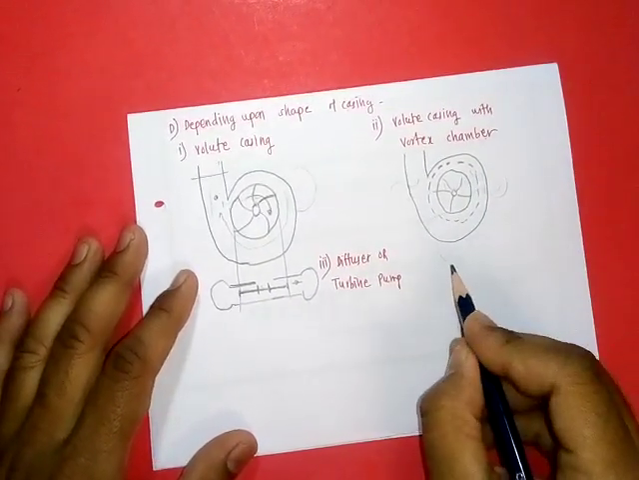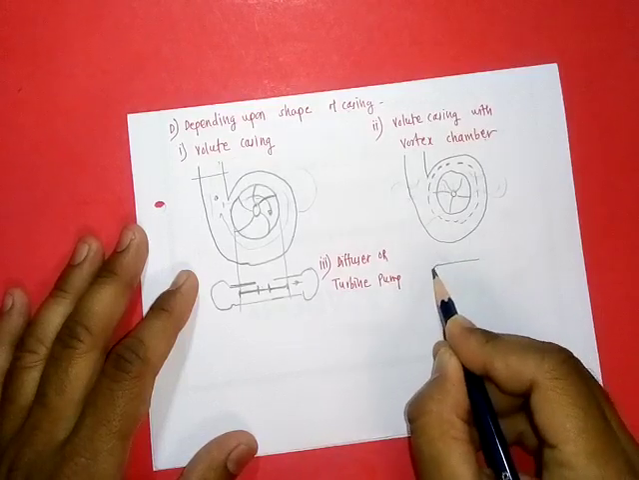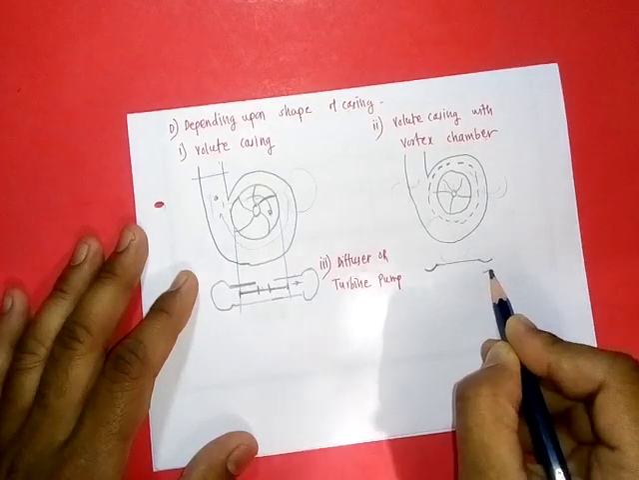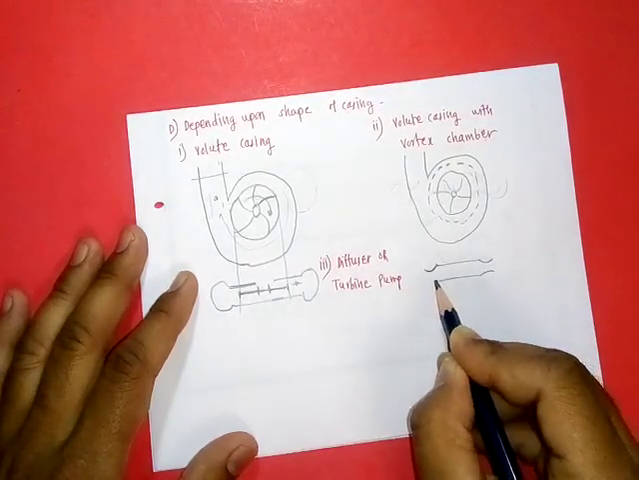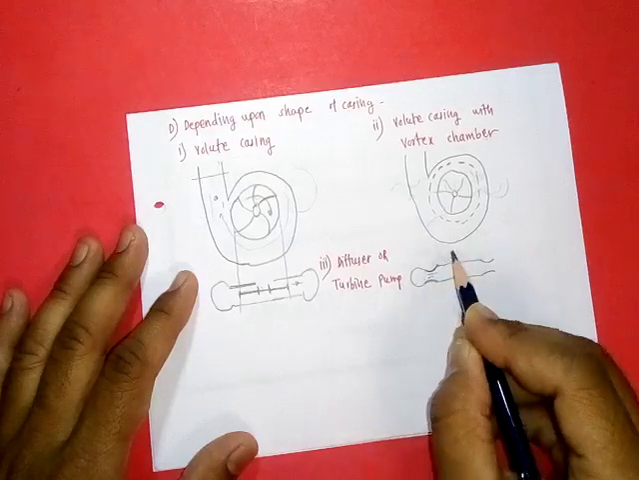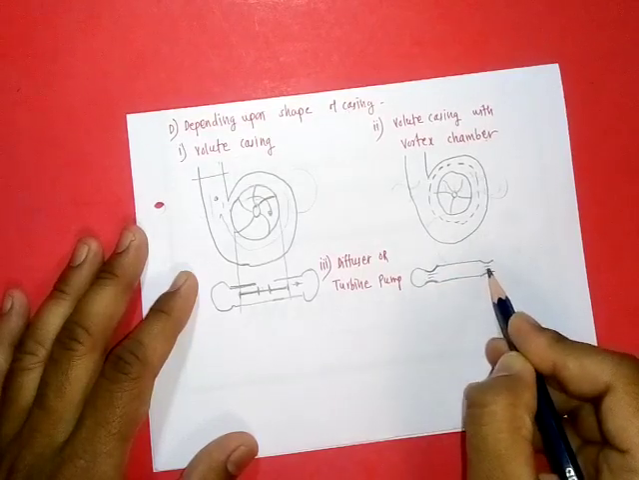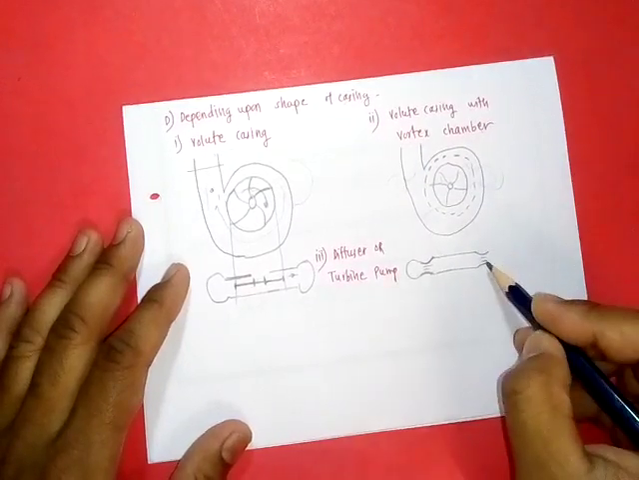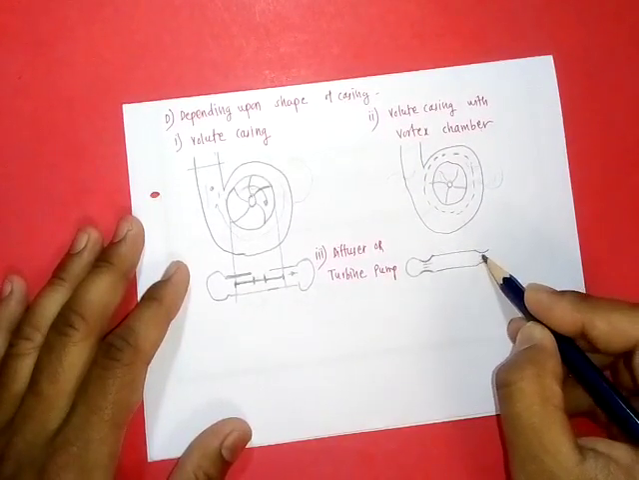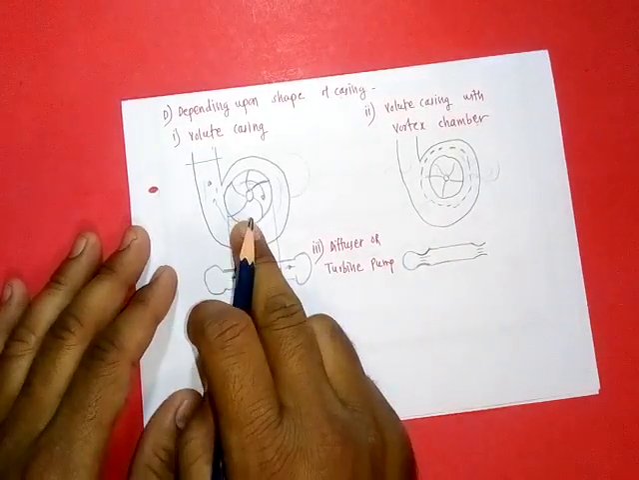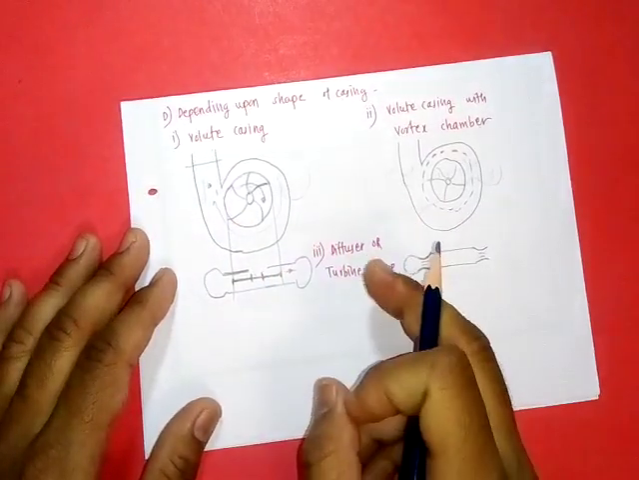Again, if you see its top view, the diffuser ring has less cross sectional area than the impeller. So the vortex chamber has less area, which avoids eddy formation in the region and hence reduces losses, and it has more efficiency than the volute casing pump.